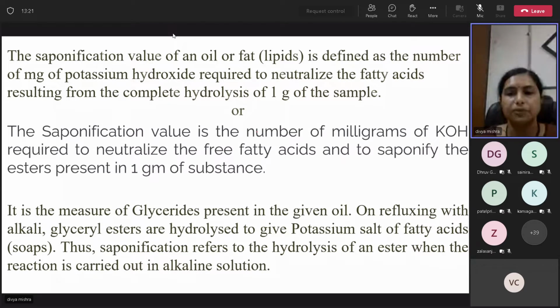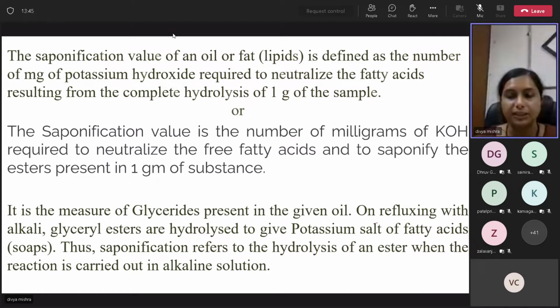So saponification we can also say it is the value, the number of milligrams of KOH required to neutralize the free fatty acids and to saponify the ester present in 1 gram of the sample substance. अब इससे पता क्या क्या चलता है? तो इससे ये पता चलता है कि जो सैंपल हमें दिया है फैटी ऑयल का उसमें कितने ग्लिसराइड्स प्रेजेंट है.